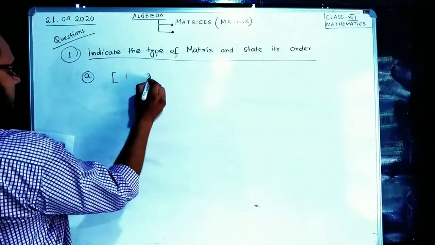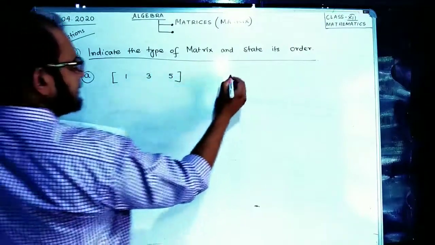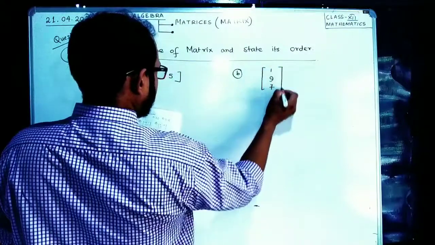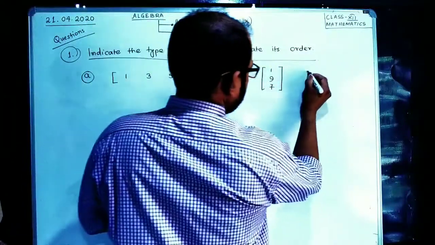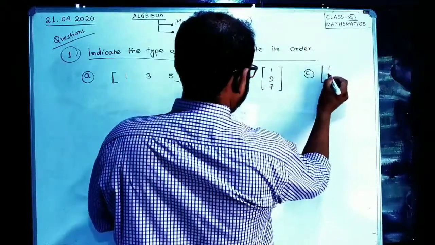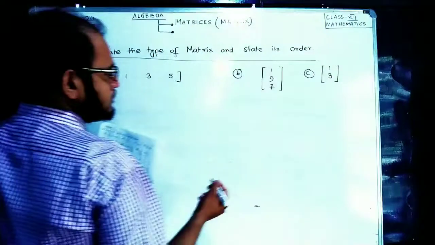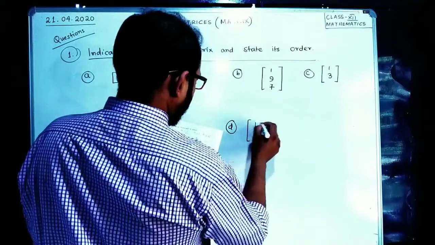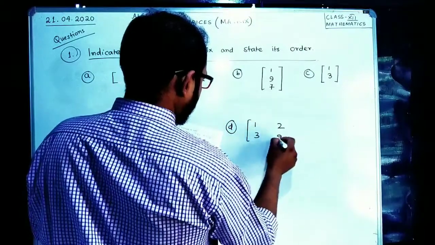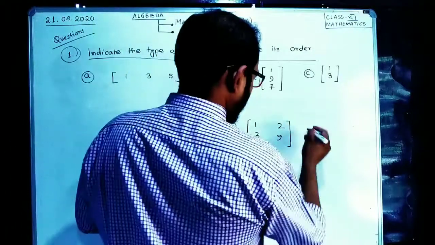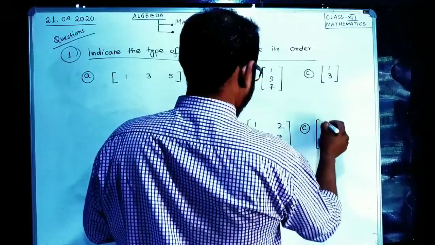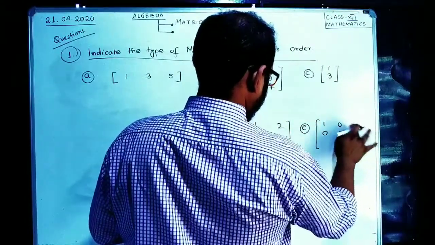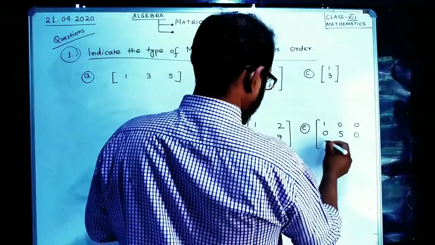1, 3, 5. Question number B, 1, 9, 7. Question number C, 1, 3. Question number D, 1, 2, 3, 9. Question number E, 1, 0, 0, 0, 5, 0, 0, 0, 9.